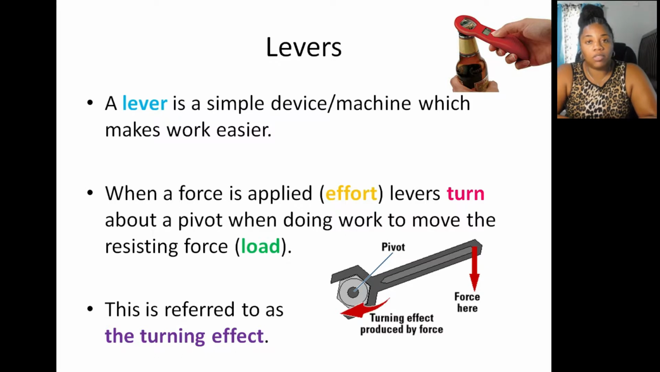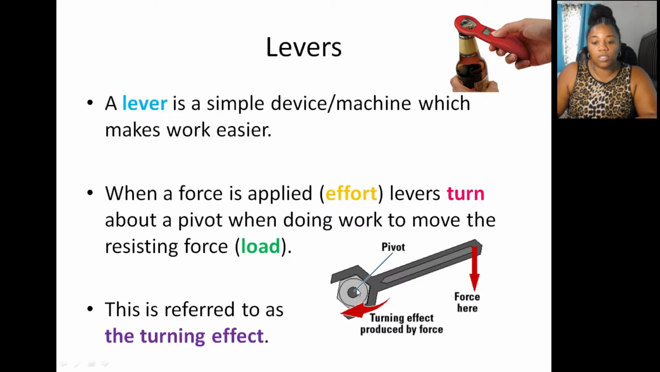When a force is applied, which we're going to call the effort, levers turn about a pivot. And the pivot is also referred to as the fulcrum, when doing work to move the resisting force, which would be the load. So in this case, the effort would be from our hand. The pivot would be where the lever comes in contact with the object, and the load would be the cap, right? So the pivot would be where the bottle opener comes into contact with the bottle, because you're going to pivot on that to lift the cap. In this case, the force or the effort applied would be from your hand here as well. Or it could be from your foot, depending on whatever you use to apply that force.